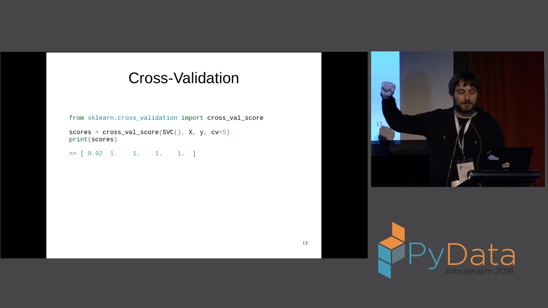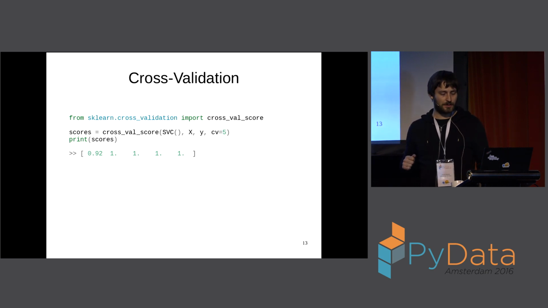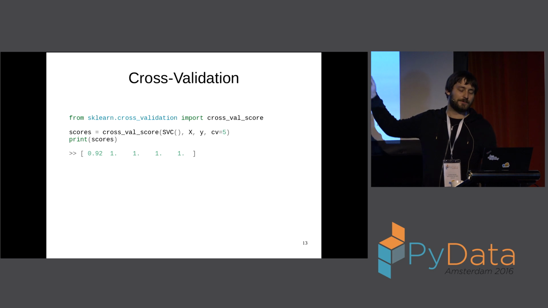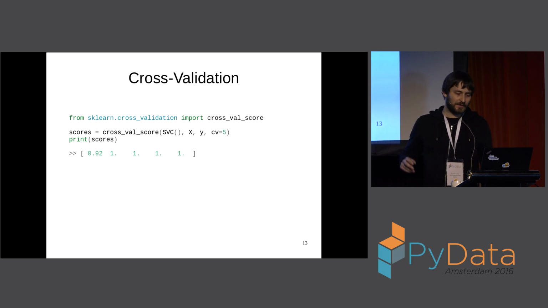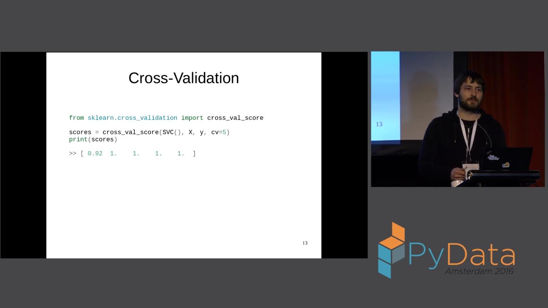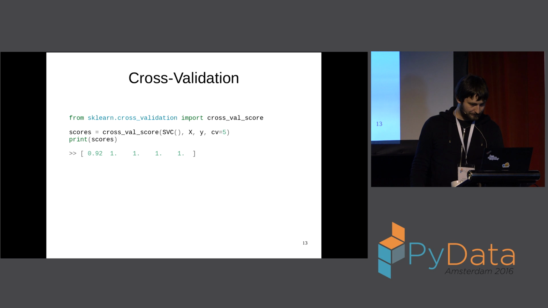If I say cv equal to 5, it will actually do stratified cross-validation for classification by default. Since this is an SVC, a support vector classifier, this is a classification task. And so this will do stratified cross-validation, which means it preserves the fraction of each class in each fold. So if overall I have 90% in class A and 10% in class B, then this will make sure that in each fold there's 90% of class A and 10% of class B, which gives you a bit more robust estimates.